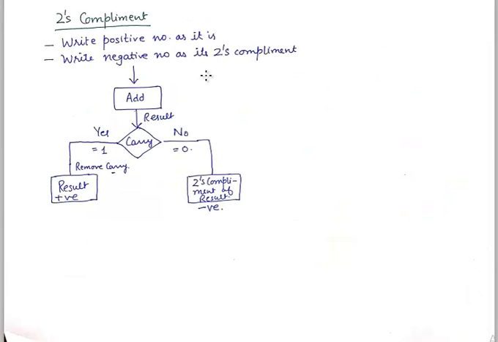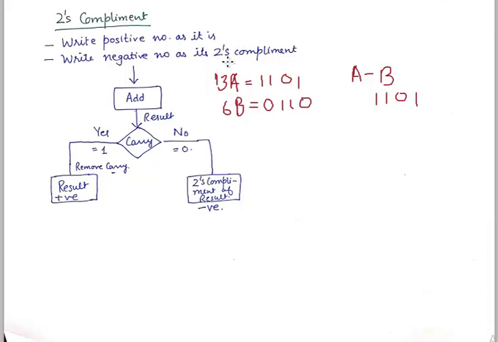So what do we do? We take up the number once again. So A is 1 1 0 1, our B number is 0 1 1 0. So the same case. So this is 13 in decimal, this is 6 in decimal. So the case 1 could be A minus B. The process remains the same, write the positive number as it is. So if A minus B is the case, we write the positive number, which is A, as it is, and we write the negative number as its 2's complement.